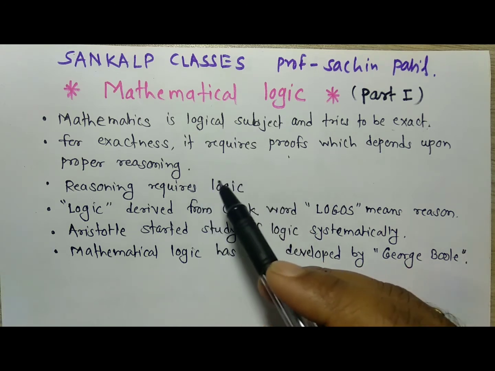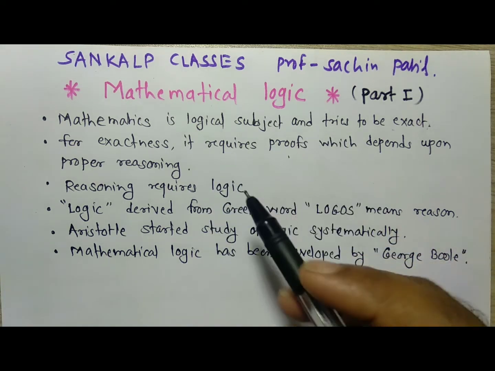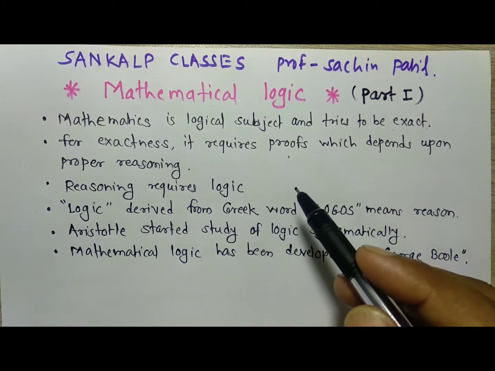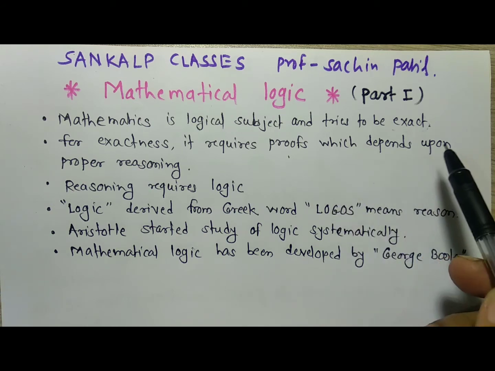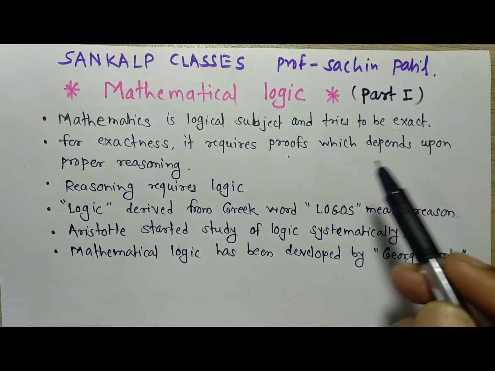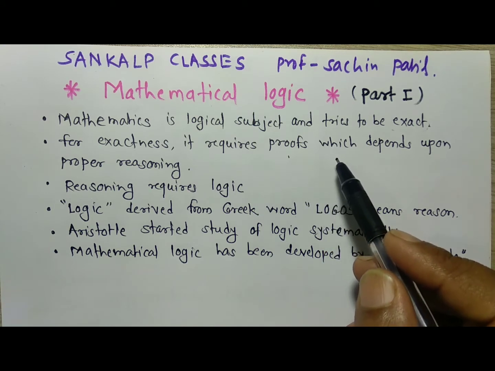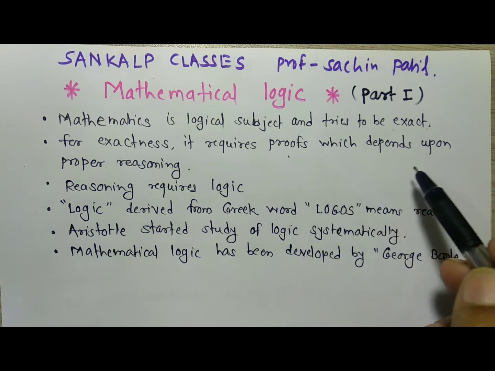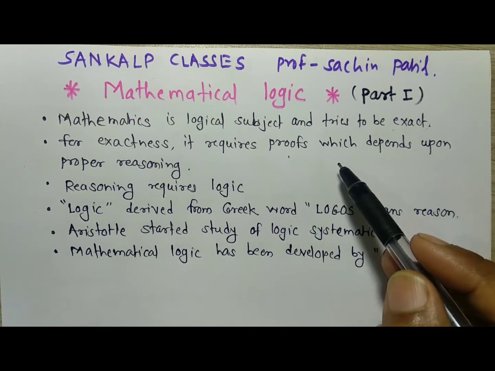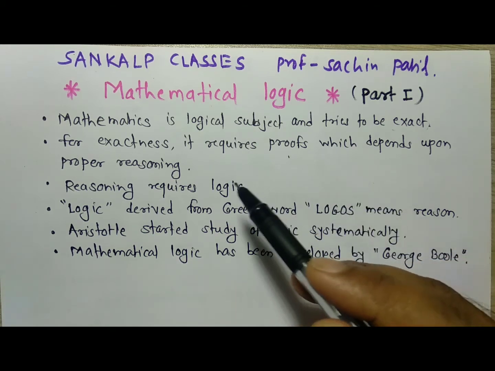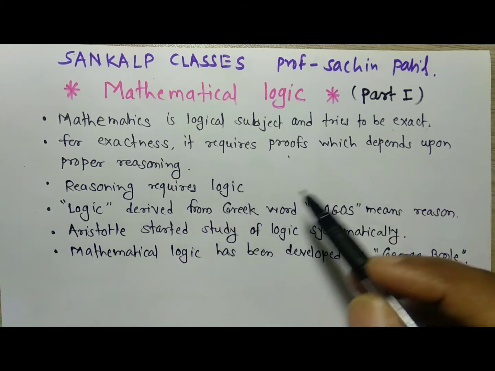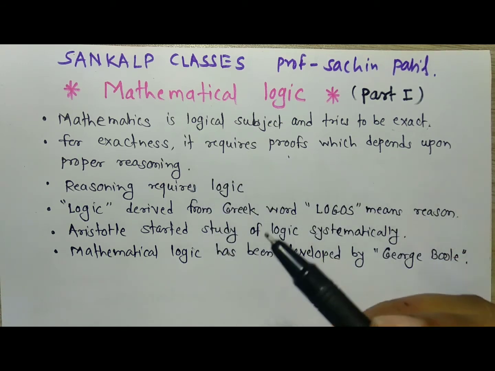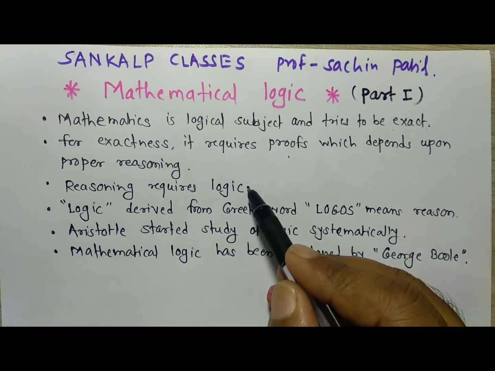When we think mathematically about logic, first of all we have to think: your head is spinning, at that time, what is the exactness of that spinning in your head? It requires proof. When you go to school and you are absent for a lot of days, you will require proof, and what is the reason, a proper reason to be absent from school. Therefore, for exactness it requires proof, which depends on proper reasoning, and reasoning requires logic.